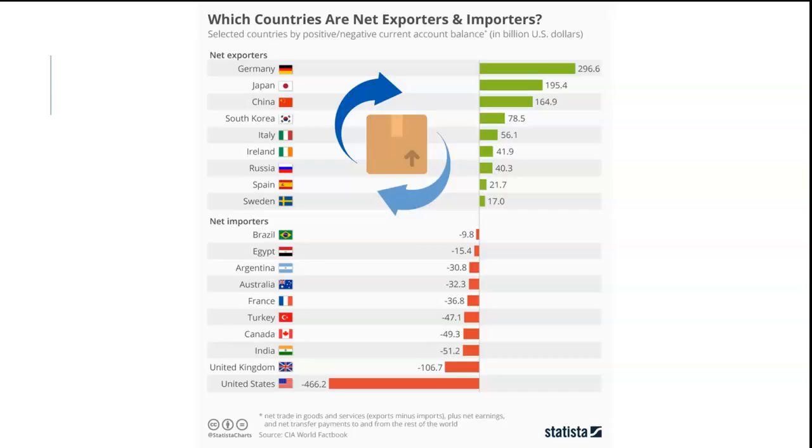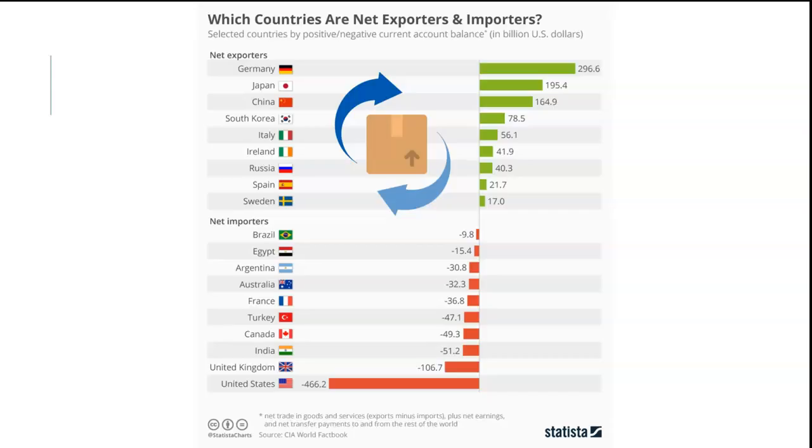Here's a chart that's looking at which countries are net exporters or net importers. The countries that have a green bar are net exporters. They're selling a lot more stuff. The red bars are showing countries that are net importers. Germany up here is at the top at 296. They're selling a lot more stuff globally than they're purchasing. Japan comes in next at 195. China is at 164. And then the last one on this chart is Sweden with net exports of 17.